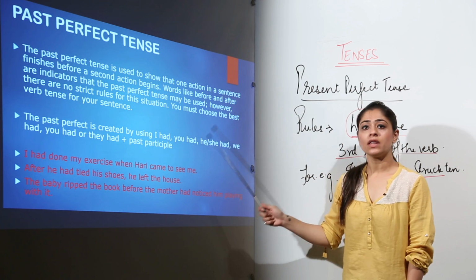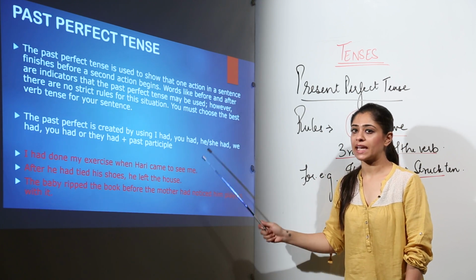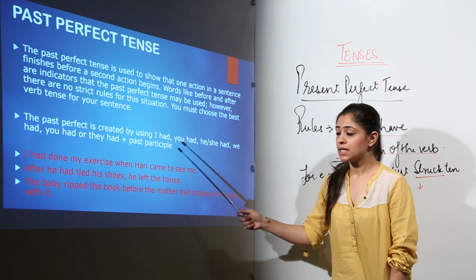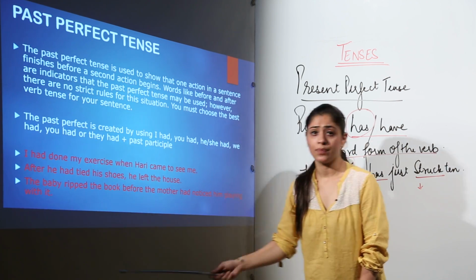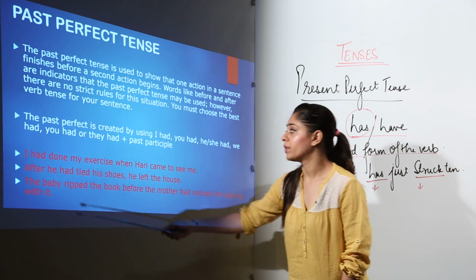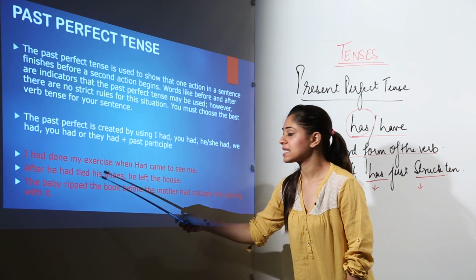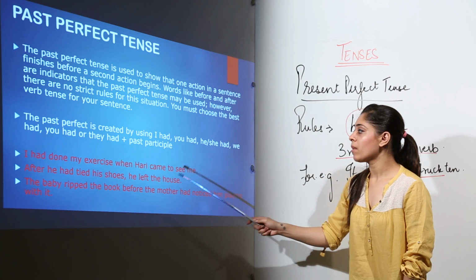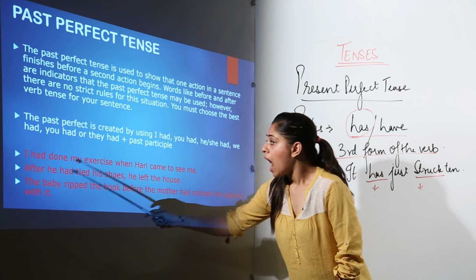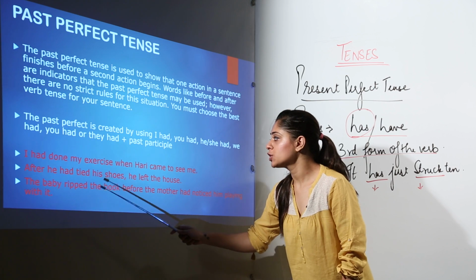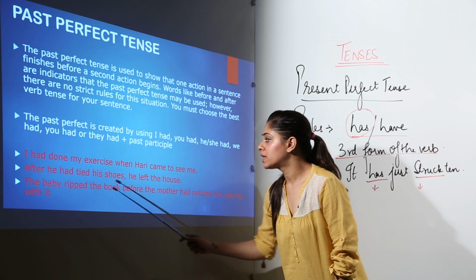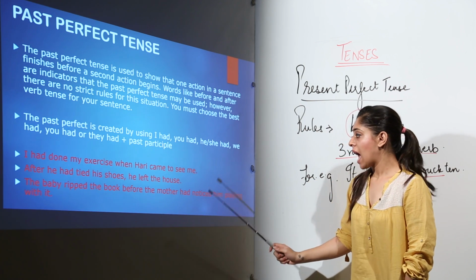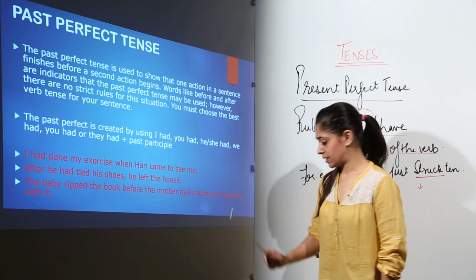Here we have given the first person, the third person and the second person, like I had, you had, she had, we had, they had. Now let's check out the examples. For example, I had done my exercise when Hari came to see me. After he had tied his shoes, he left the house. The baby ripped the book before the mother had noticed him playing with it.